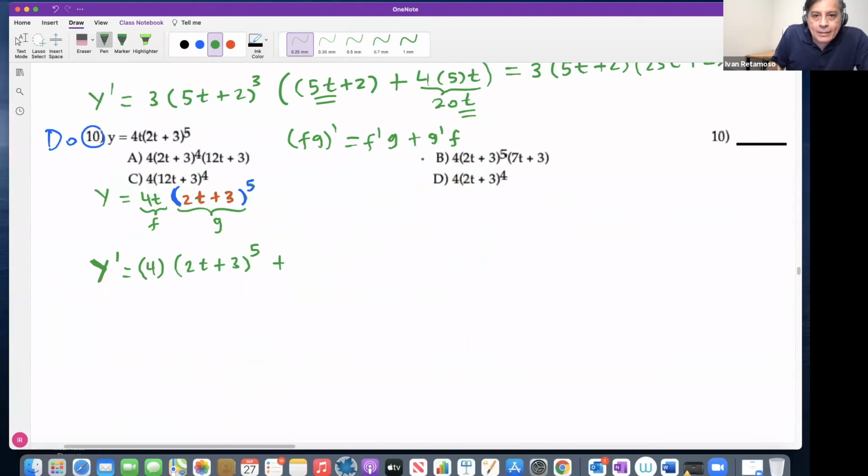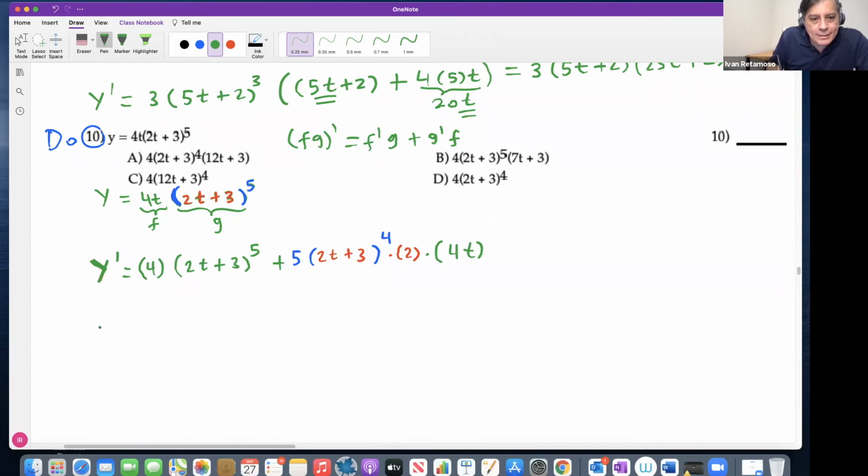Plus the derivative of g, the derivative of this composite function. So let's apply our chain rule, right? Start with the derivative of the outside function, which is 5 times something raised to 1 less, 4. The inside function stays as it is. Leave it alone. Times the derivative of this inside function. The derivative of 2t is 2, the derivative of 3 is 0, so it's 2. Times the other function f as it is, 4t.